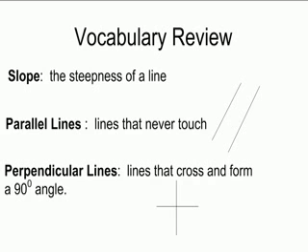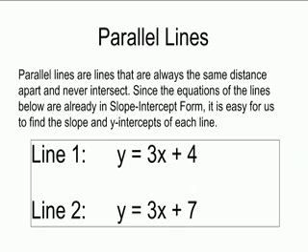The slope, remember, is the steepness of a line. Parallel lines are lines that never touch, and there's an example beside there. Perpendicular lines are lines that cross and form a 90-degree angle. And remember, a 90-degree angle is here in the corner. All of these are 90-degree angles. So those lines are perpendicular.